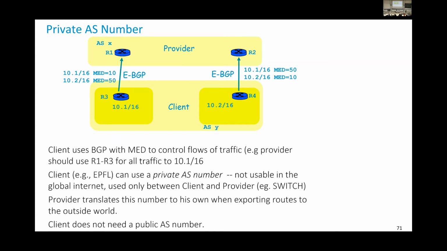But to run BGP, we still need an AS number. We need an AS number, for example, because the different rules of BGP require knowing whether something is reached via eBGP or iBGP. The way you know whether the BGP peering is external or internal is by comparing the AS numbers. So we give an AS number to EPFL that is visible only to switch, and whenever switch announces the route further, it simply deletes this AS number or replaces it by its own number. Both are possible.